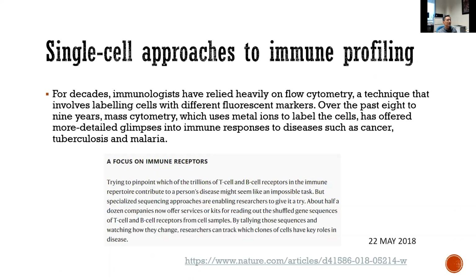And then in the early stage, there is a review paper published in 2018 that reviewed the last decades, when immunologists used flow cytometry to label cells with different markers in order to understand immune profiling. They focused on the receptors, T cell and B cell receptors.